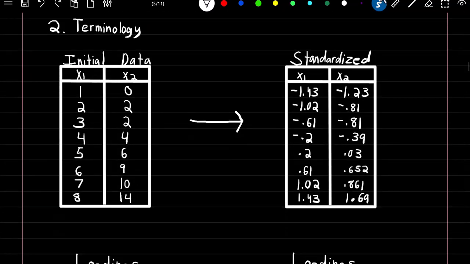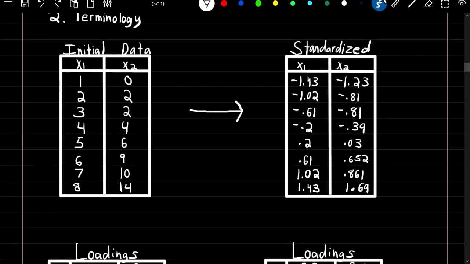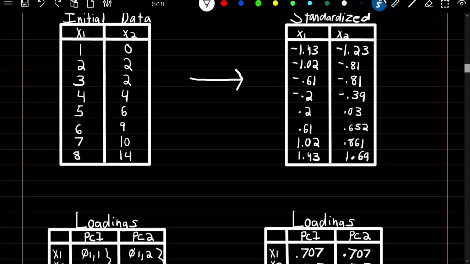So now we're going to go over all the terminology that's going to pop up as we cover principal component analysis. And then in the next section, we're going to learn how to solve all these sections by hand. So the first step when performing principal component analysis is to standardize your data. So if your data is not on the same scale, you will get different results.